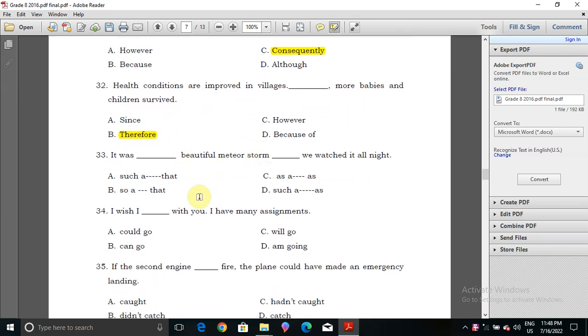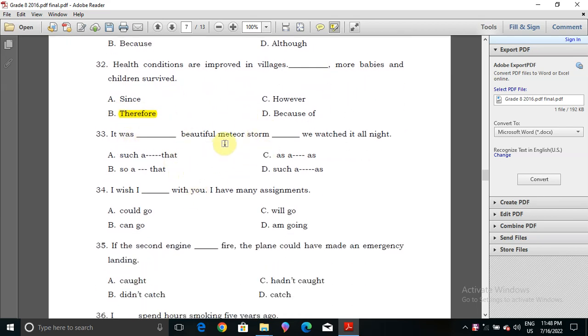Now question number 33: dash beautiful meteor storm, dash we watched it at night. Such and that, or so that, or as, or such as. The correct answer will be such and that, because he said it was such a beautiful meteor storm that we watched it at night. So the correct answer for question number 33 will be choice A.